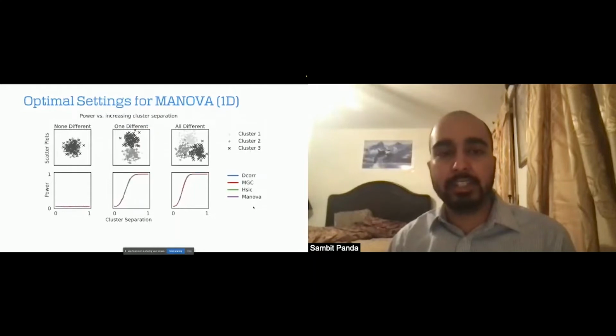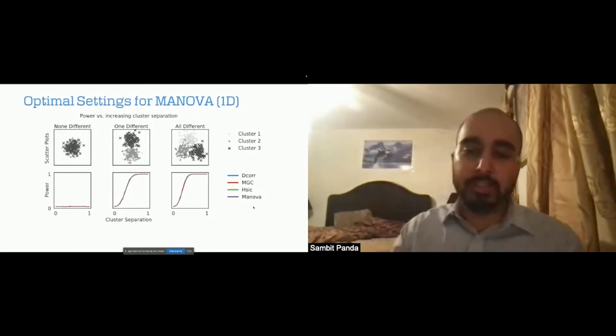So we have three different Gaussians. First, where all the means are the same. The second, where one of the means is different. And the third, where all three of the means are different from one another. And we see that our tests perform about as well as MANOVA does as we increase the separation of the clusters.